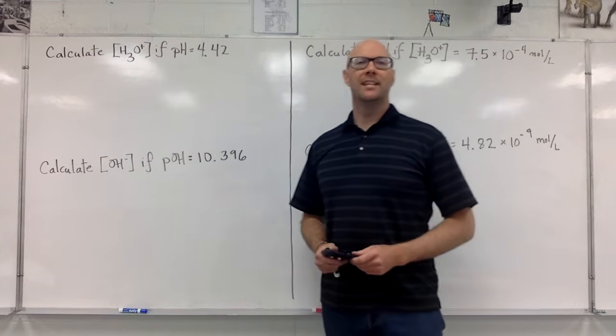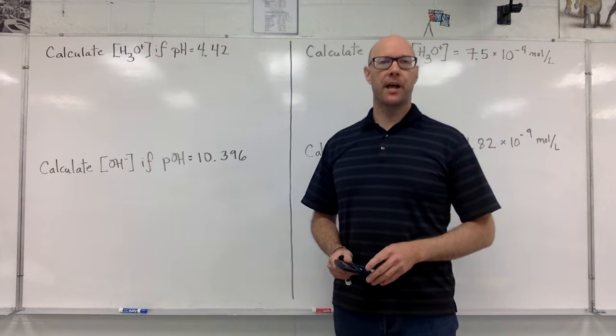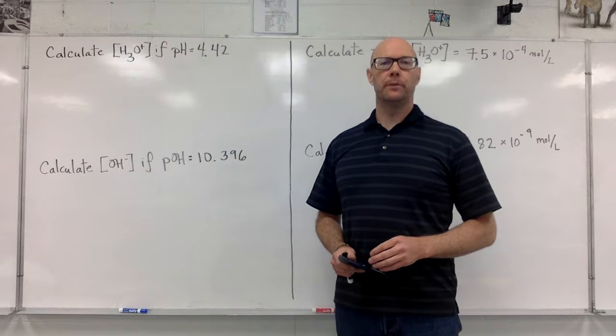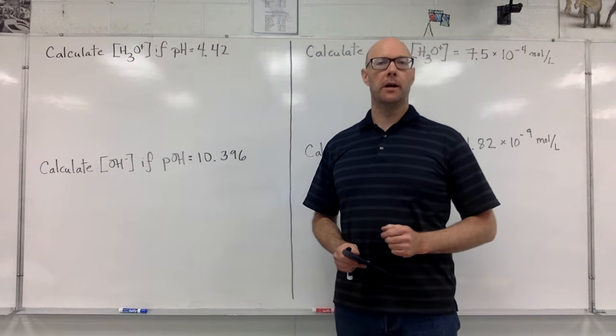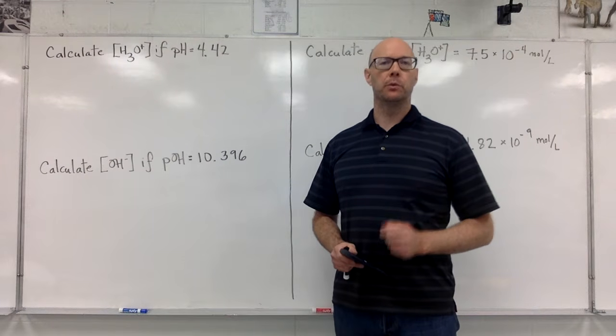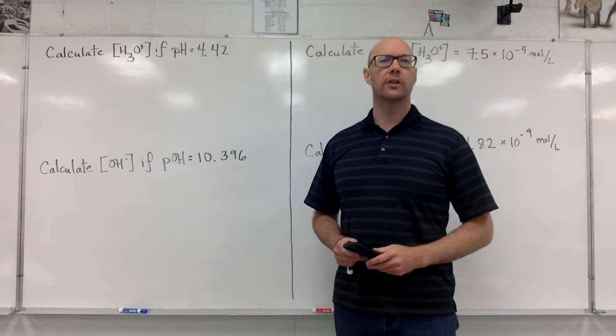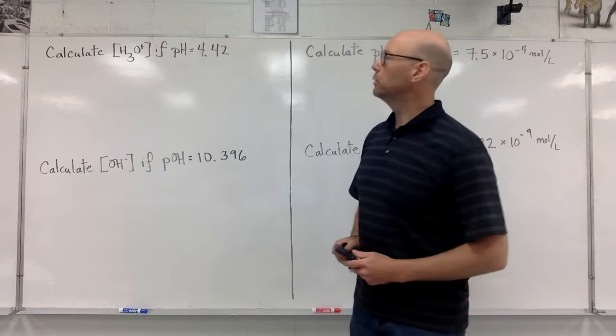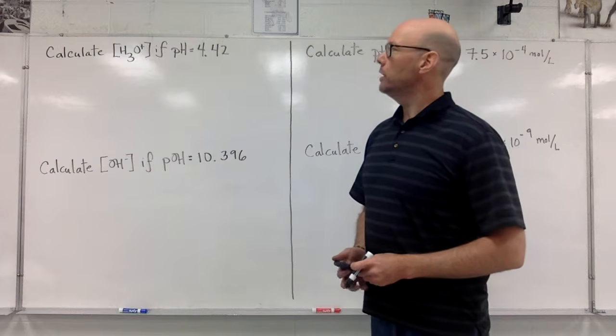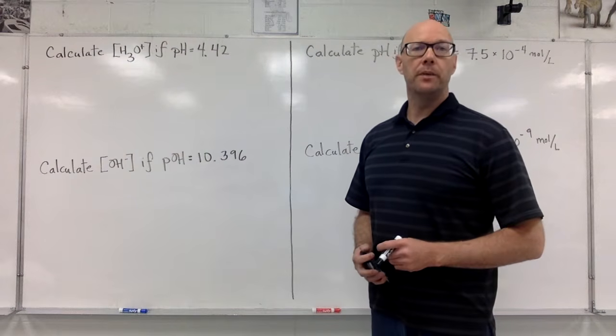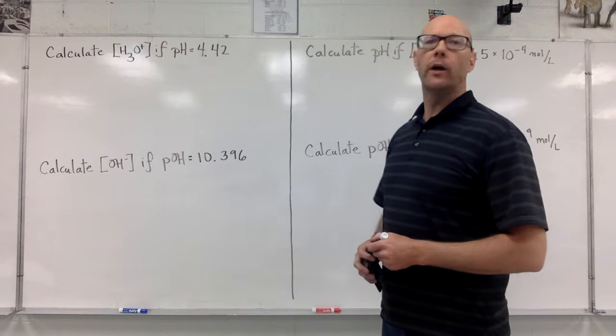Hi everyone. Today, for one-step examples to show the relationship between pH and hydronium ions and the relationship between pOH and hydroxide ions. First example, calculate the hydronium ion concentration if the pH is equal to 4.42.